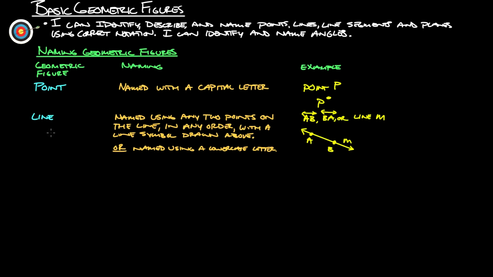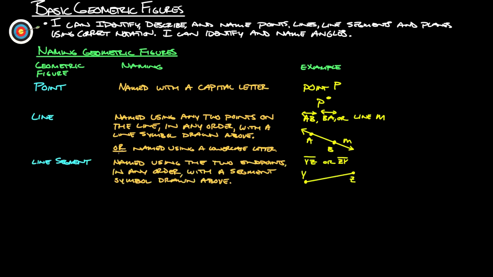All right, line. A line is named using any 2 points on the line in any order with a line symbol drawn above. Or you can also name it using a lowercase letter depending on what the line looks like. So here's our line. Okay, so a line goes on forever and ever in each direction. So you can name it AB, we can name it BA, or in this case here you can name it line M.